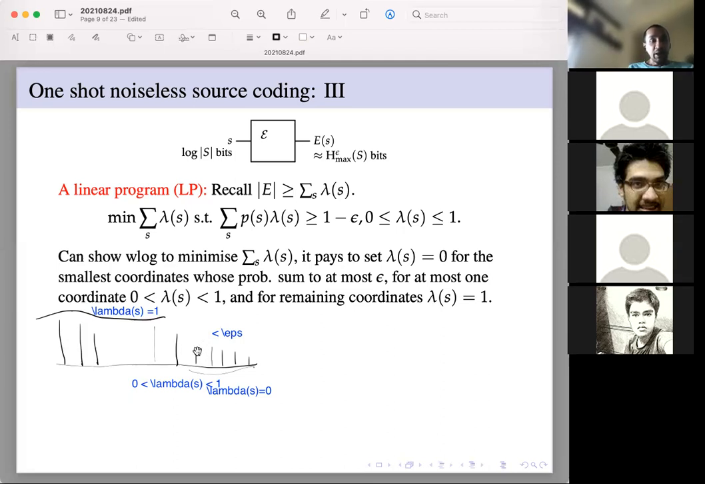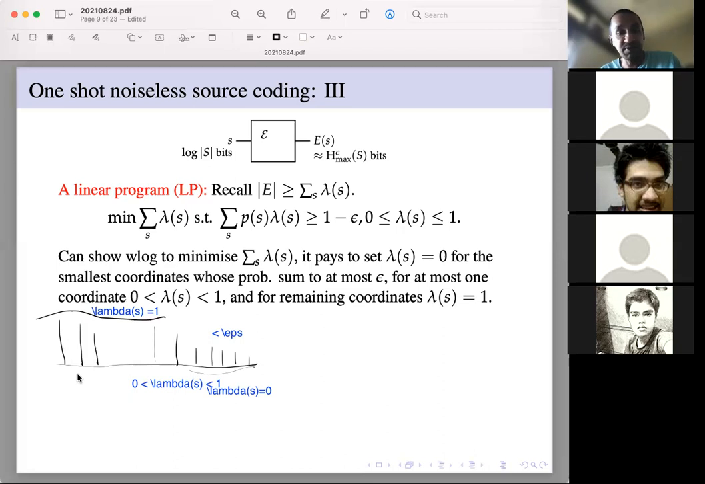I conclude that the lambda is equal to 0 are the smallest probability guys which are zeroed out, and they can only eat up at most epsilon, maybe even less. So now you see the connection between the solution to the linear program and the definition of Hmax. So what is Hmax? I just look at the number of guys to the left. So lambda is equal to 1 plus maybe this borderline guy. So the log of this number is H epsilon max of S, right? Okay.